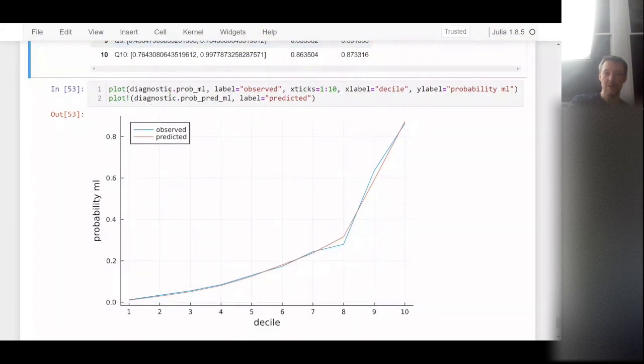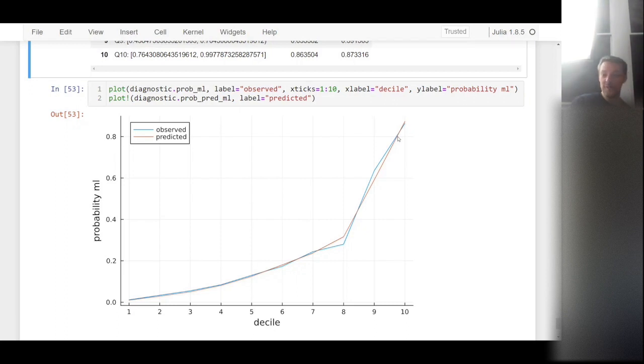So I make a plot of my data where first I plot this probability, so this observed probability. That's why I label it observed. X ticks are from 1 to 10. The X label is decile because I am in deciles, and the Y label is probability because this is computed probability. And then I add a second plot, this probability computed from predictions, and I label it as predicted. And now I see both lines on the same plot.